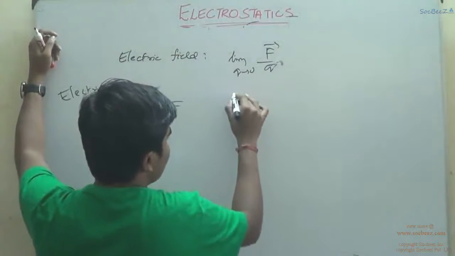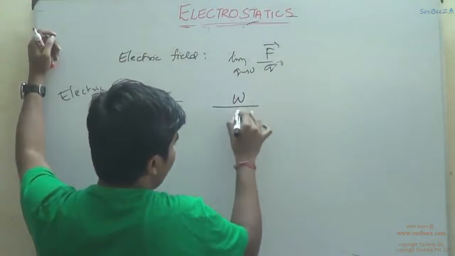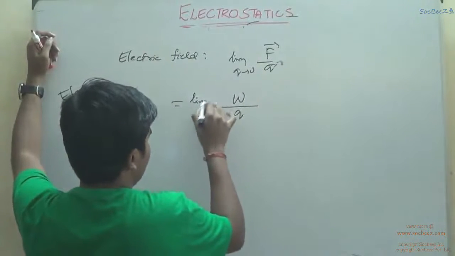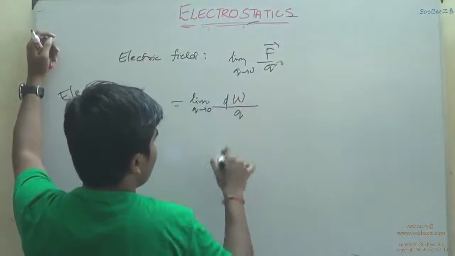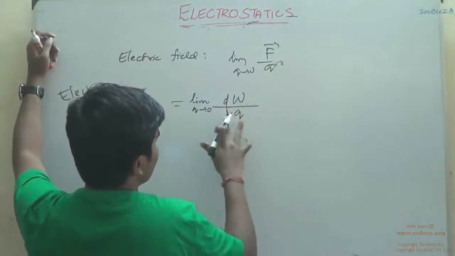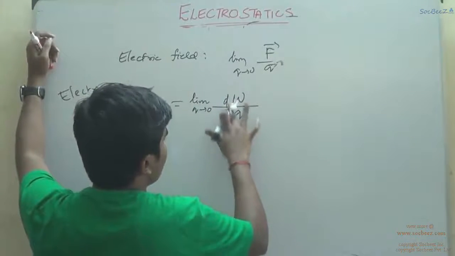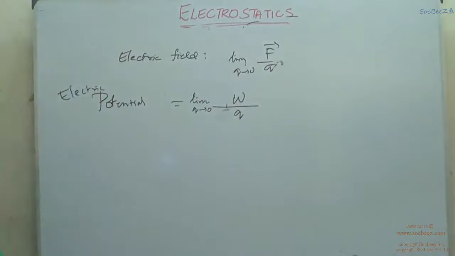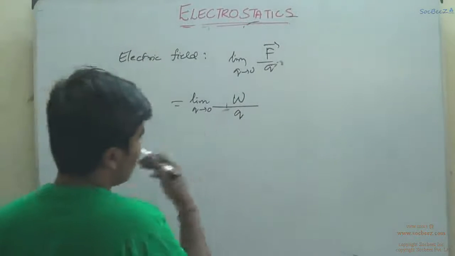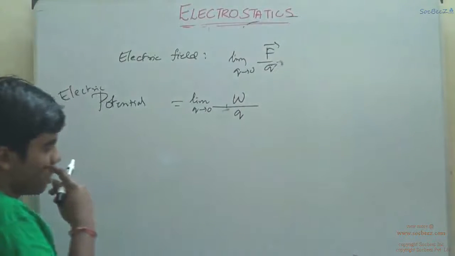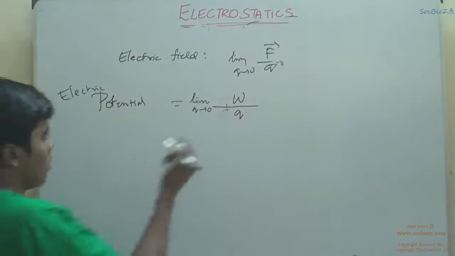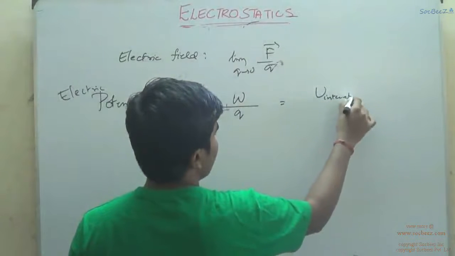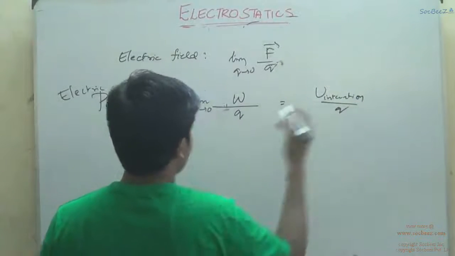the work done to bring a unit positive test charge. The amount of work done to bring a test charge at a point from infinity is termed as electric potential. Okay, so it is basically equal to the interaction energy by Q, the test charge.